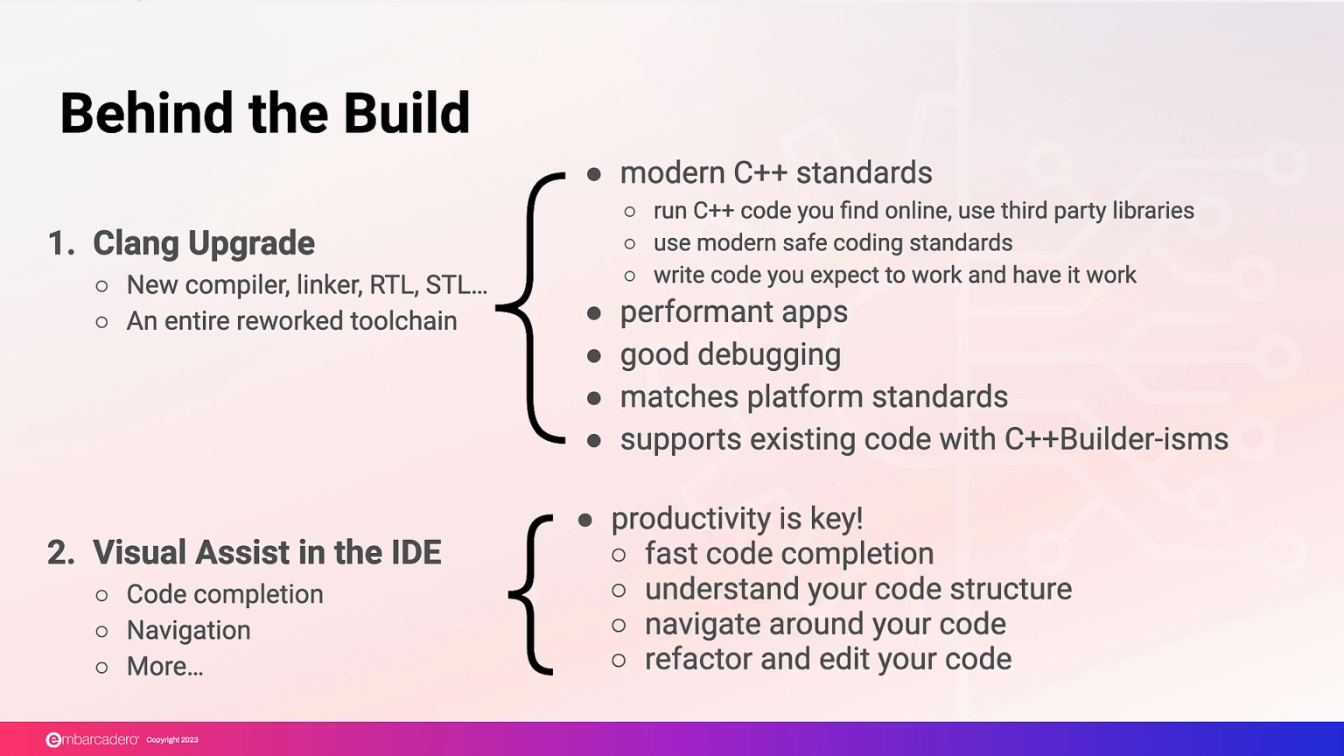For productivity, we aim to have fast code completion, which is one of the most important tools in an IDE, and additional tools that help you understand your code structure, navigate around your code, and refactor and edit your code. All these are highly useful for assisting your productive development. Those two lead to the upgraded C++ toolchain, a modern compatible C++ toolchain with great C++ standards compatibility and of course our own extensions, and the introduction of Visual Assist, which is a code productivity tool that up until now has been only for Visual Studio, but is now moving into C++ Builder as well.